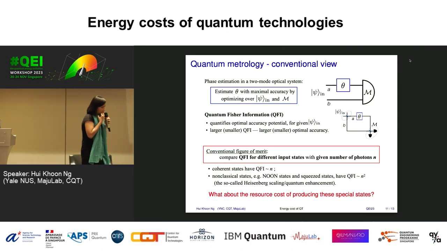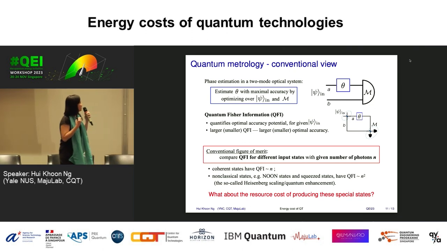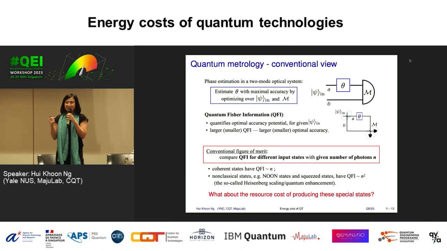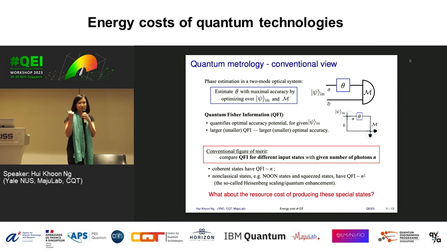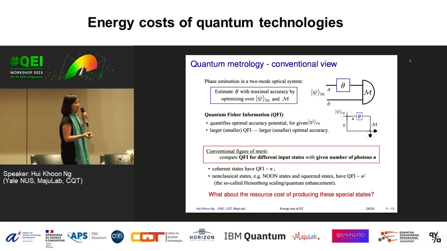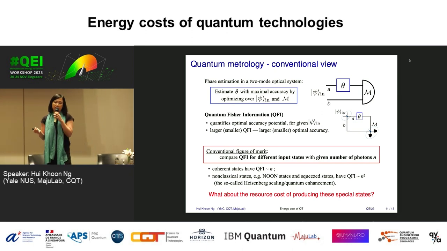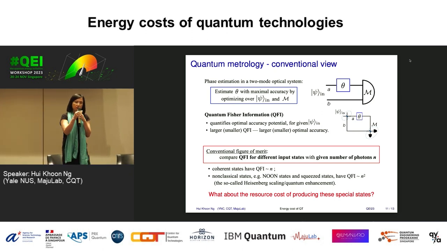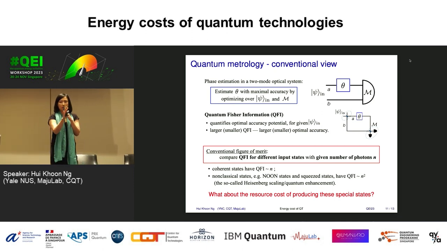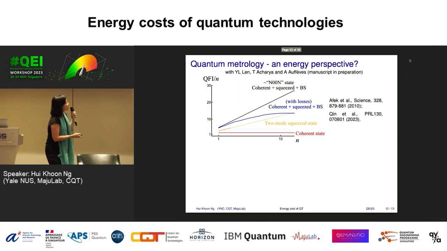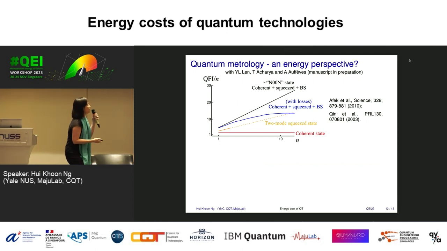Now, what I always complain about a little bit is that you're talking about very non-classical states, and they are usually extremely difficult to produce, okay? I want to now ask what the resource cost of producing these states really is. We want to make a comparison, not just talking about quantum Fisher information versus N, but quantum Fisher information per resource that you put in to produce these states.